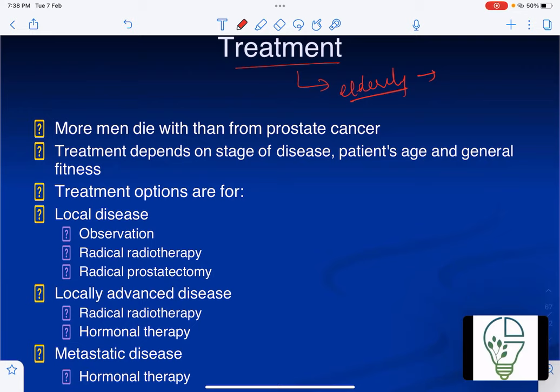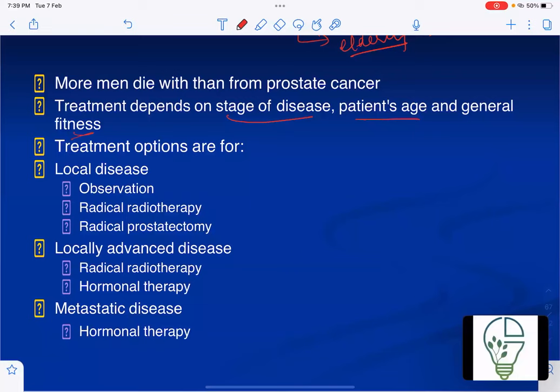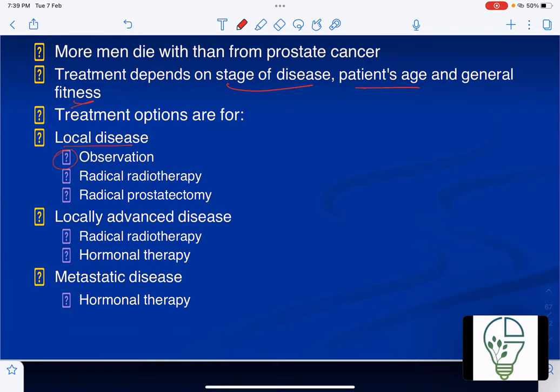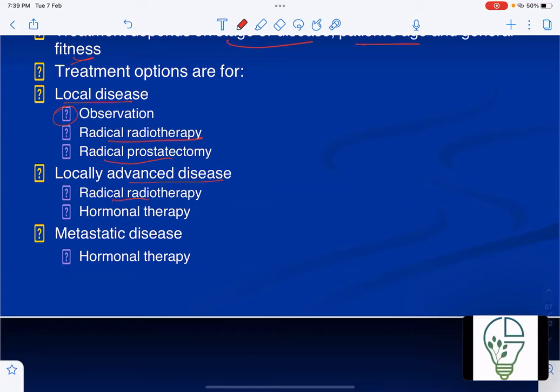So the treatment depends on the stage of the disease, the age of the patient, and general fitness, right? There are lots of treatment options. For local disease, we go with observation. We see how the progression is. We can go with radical radiotherapy, which is less invasive, or a prostatectomy, which is more invasive. If it's an advanced form, we do radical radiotherapy as well as hormone therapy, because at that point it would be very hard to just remove the prostate, as it could have spread outside the prostate as well. If it's metastatic, we only do hormonal therapy.